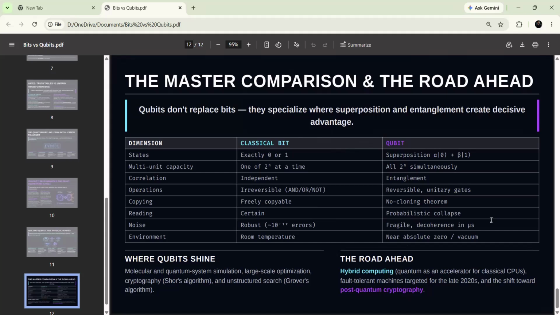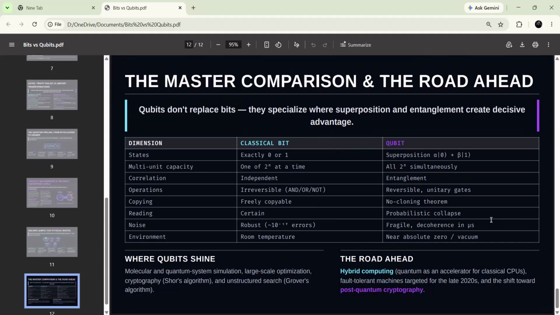And reading a classical bit is certain because it has a single definite state, so you can easily predict it. But a qubit is based on probabilistic collapse. On noise, a classical bit is robust, with approximately 10^-17 errors, but a qubit is fragile, meaning it can easily be destroyed, and there is decoherence in microseconds. On environment, a classical bit works at room temperature, but a qubit requires near absolute zero temperature or vacuum.